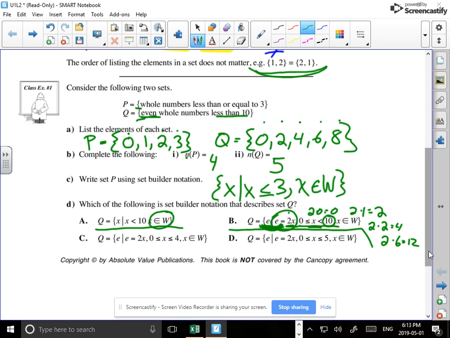Now, if we skip down to D, when we're looking at this one, remember that this is less than 10, not less than or equal to 10. So if we keep this 5 here with our same beginning equation, then we are going to end up with a number that is equal to 10 when we put 2 times 5 into this equation. So that can't be it. Our only answer that we have left is C, and this is going to give us the answer. From 0 to 4, this will give us 0, 2, 4, 6, and 8 in our set.